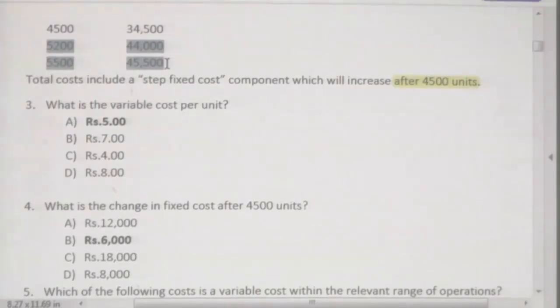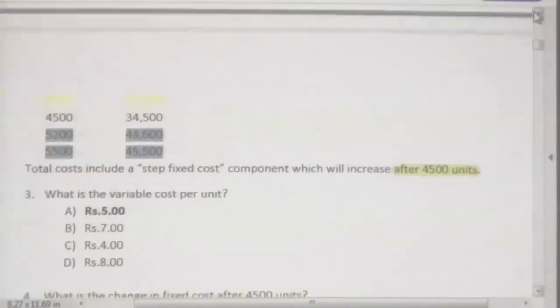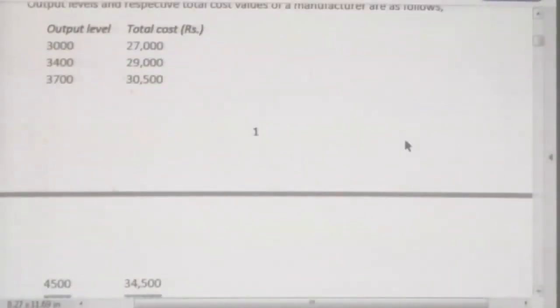You have 2 questions. You received the quantity and the total cost. To find variable cost, fixed cost and step cost, you have to use a specific technique called the high-low method. You know what the high-low method is? You find the lowest quantity and highest quantity, or you find 2 quantity levels and their respective costs. Considering their changes, that is the change in the total cost and the change in the output level, you try to find out the variable cost. That is the high-low method.